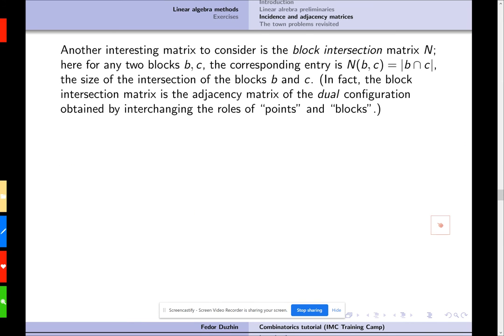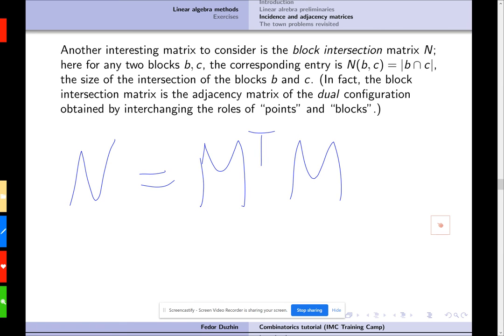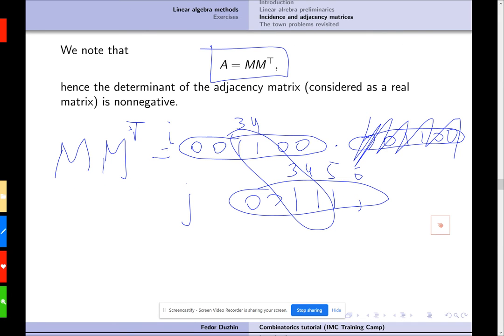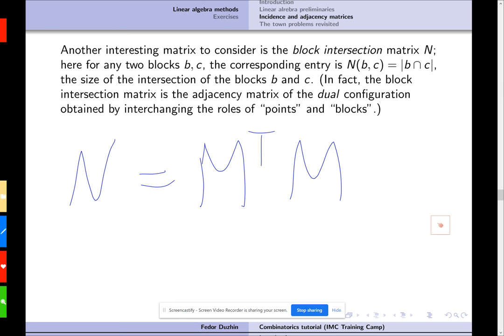Okay, but then you can consider the dual construction, which is called the block intersection matrix, right? So its entries are indexed by blocks, and the entry corresponding to 2 blocks is just the size of the intersection, how many points are in the intersection of blocks B and C. And of course, this block intersection matrix N is going to be the opposite, right? It's going to be M transposed times M by exactly the same logic. So A is M times M transposed, and N is M transposed times M.